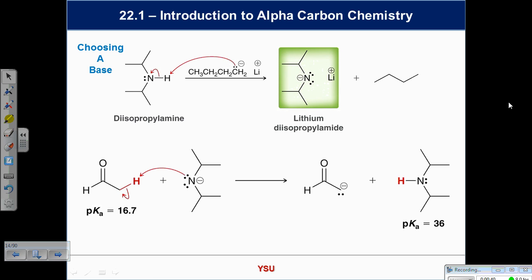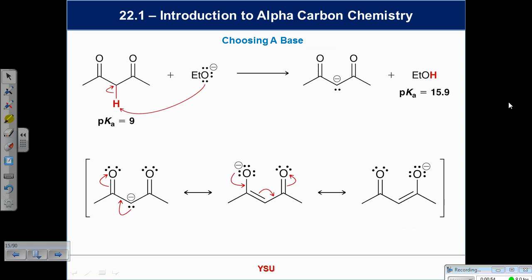We talked about bases, and we talked about what type of bases you would have to use. A weaker base will give you an equilibrium with an aldehyde or a ketone, and a strong, powerful base such as LDA will take the equilibrium to the right-hand side, and all that's left is the enolate form. And we'll do more of that in the near future.